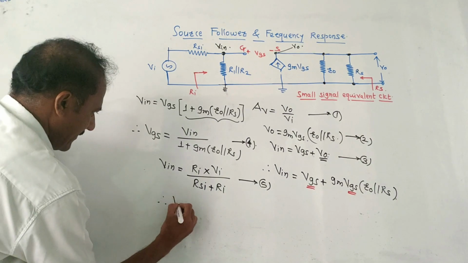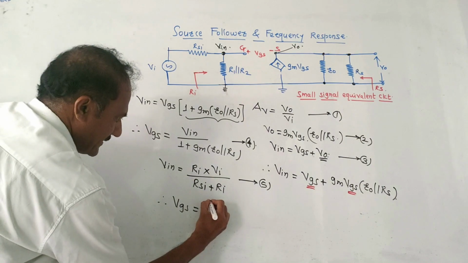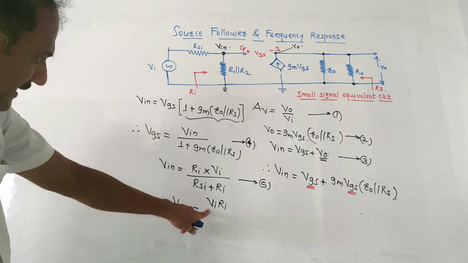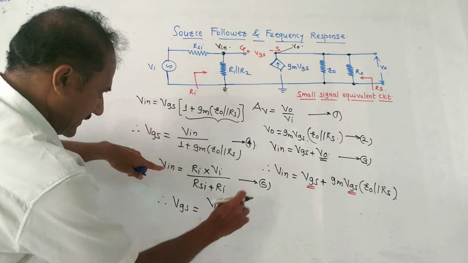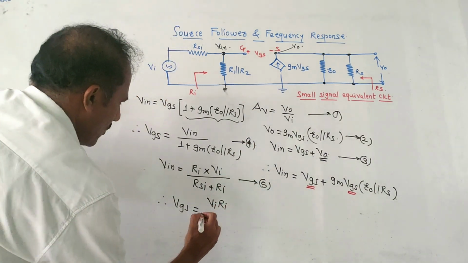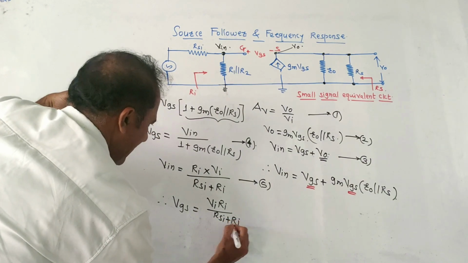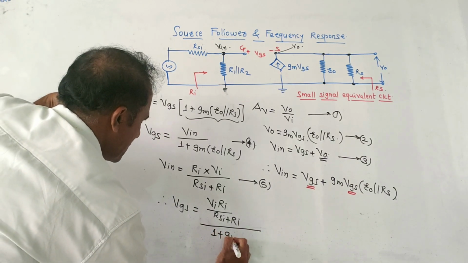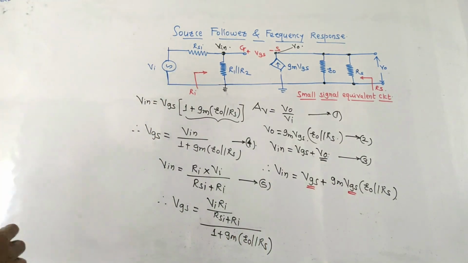So I will get equation of VGS as it is RI into VI. Simplicity के लिए मैं ऐसे लिखता हूँ VI RI. Same thing, RI into VI is same as VI into RI. I'm putting value of V in, that is equation 5, in equation 4. So divided by RSI plus RI, whole thing divided by 1 plus GM R0 parallel RS. So this is the equation of VGS.